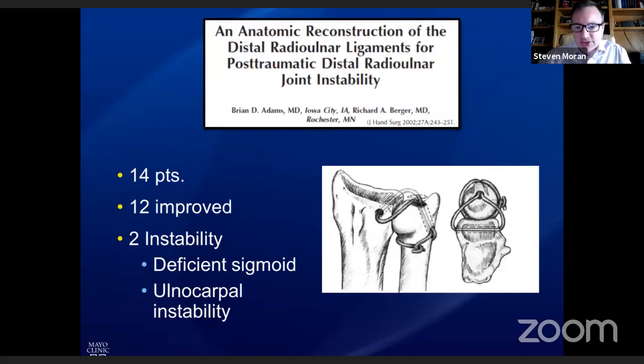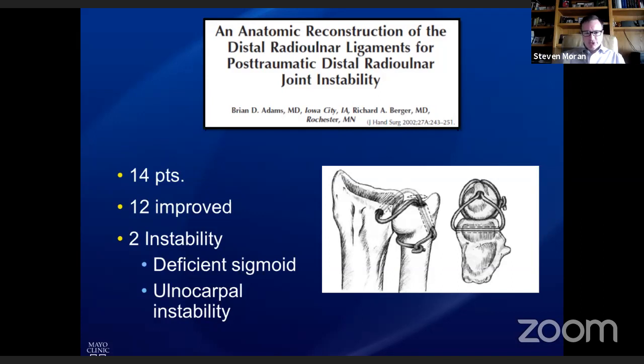In 2000, actually, Dick Berger and Brian Adams, who were co-residents together at the University of Iowa doing their orthopedic residency and have been lifelong friends, were drawing on a napkin at a meeting of this reconstruction. Essentially, as I showed you in the first talk, this was an attempt to reconstruct the palmar and the dorsal radial ulnar ligament using a free tendon graft. So it is a tenodesis procedure that attempts to reconstruct the two most important components that stabilize the distal radial ulnar joint.